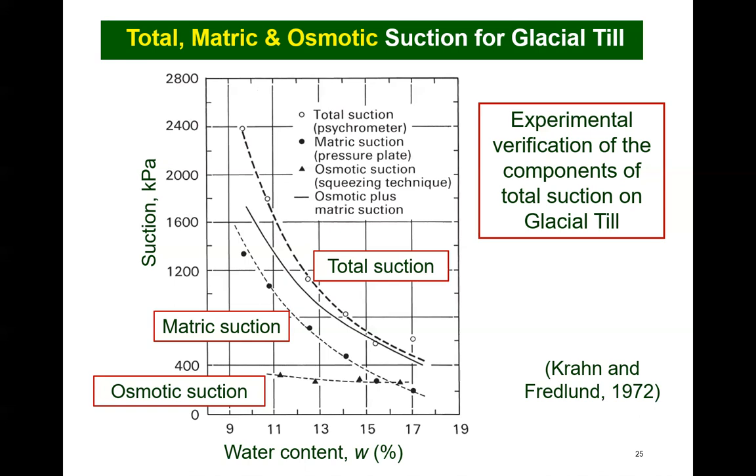The solid line represents the sum of the independently measured matrix suction and the osmotic suction values. The results indicate that the measured values of the individual components of suction are quite consistent with the measurement of total suction.